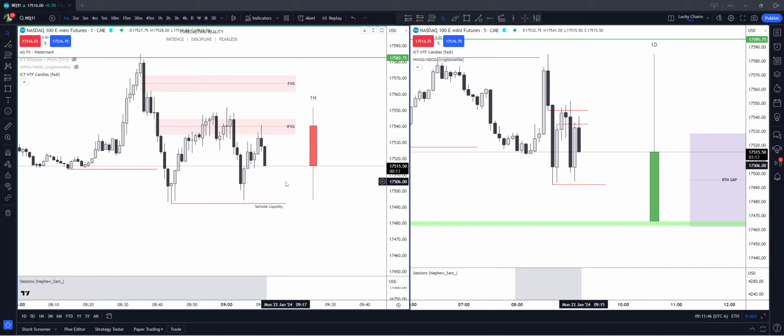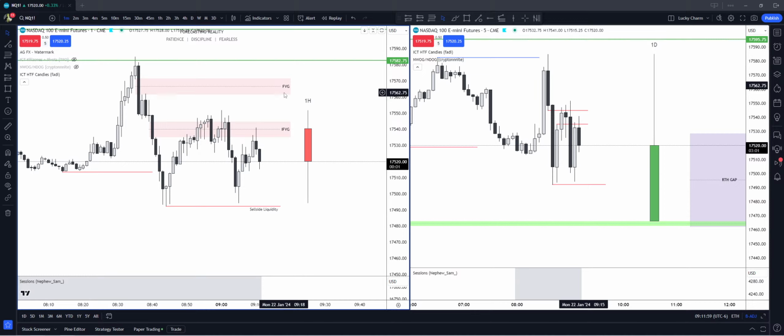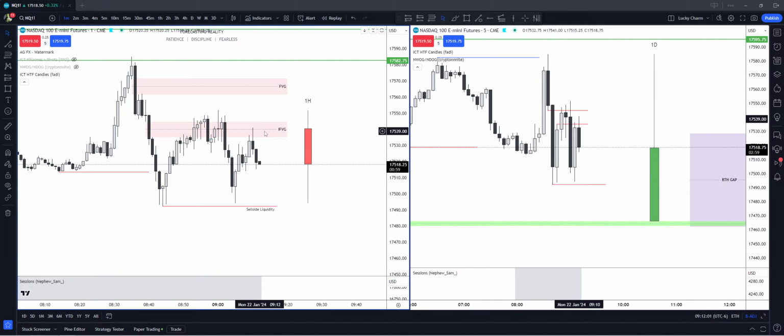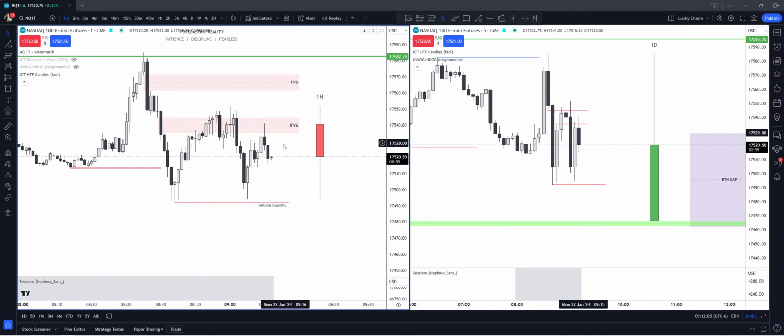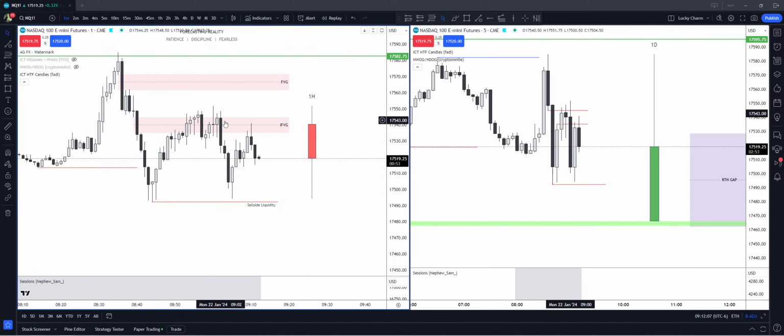Is that an IFVG? Not technically, it's just a reclaimed SIBI. So we closed above it a little bit in here, but the order flow is bearish, so we're just coming back up as a reclaimed fair value gap. If we were above it and then dropped back down into it, that would be an inversion, but we're not above it, we're beneath it. So just because we utilized it, dropped beneath it, and came back into it, that's not an inversion, that's a reclaimed.